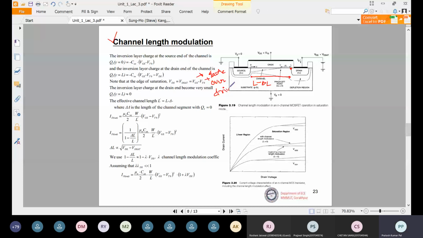Okay, so it will be gate overdrive voltage. So the inversion layer charge at the drain end becomes very small. So this will be the point. If VDS is greater than or equal to VDsat, the inversion charge at length, this is the length L, at y equals L. But once the channel is depleted, the charge at this point will become 0.